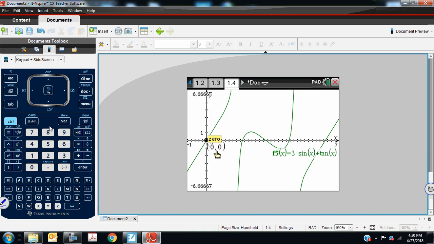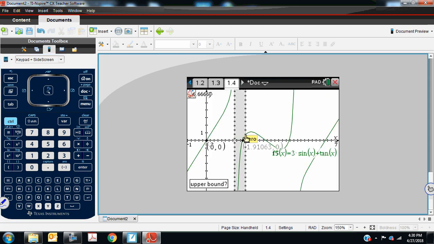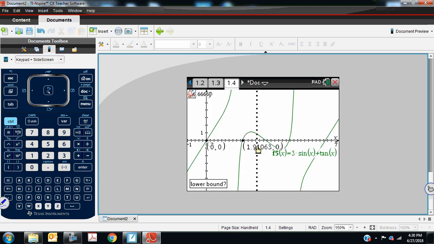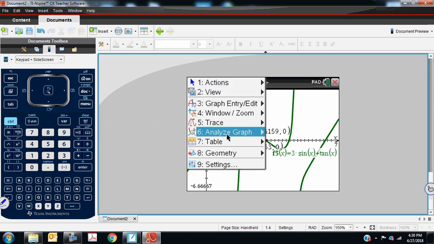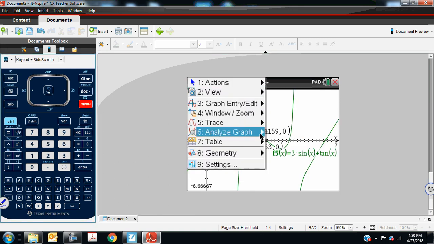So indeed, it crosses right at 0. And I have to go back to the menu each time. It crosses at 1.91 radians. 0 again. Crosses here at 3.14159. Oh, that seems familiar. That's pi. Analyze graph again. Menu. Analyze graph. 0.